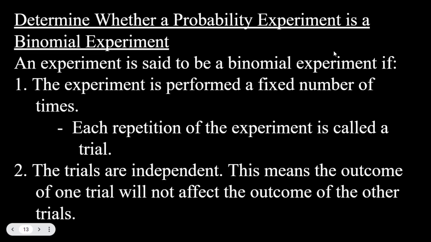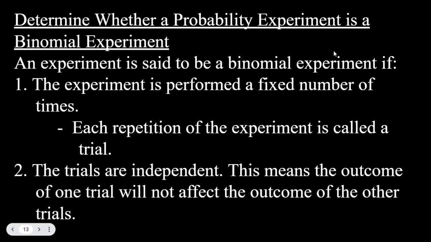An experiment is said to be a binomial experiment if the following conditions are true. So first of all, the experiment is performed a fixed number of times. You have to decide before you start how many times you're going to perform the experiment. Each repetition of the experiment is called a trial.